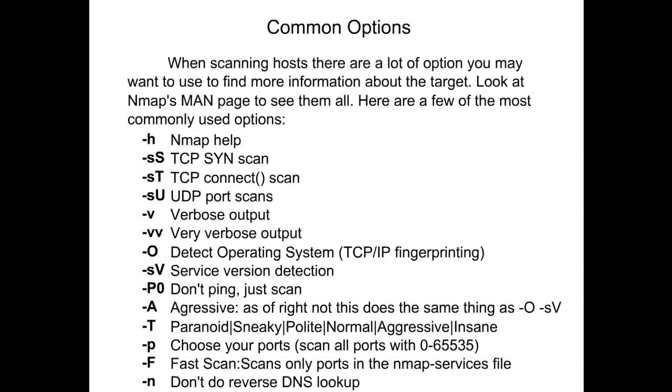The -T allows you to set pre-canned timing options. This basically controls how fast Nmap scans the target hosts. The faster you scan, the quicker it's going to complete, but also the less stealthy it would be. Also less reliable. Doing slower network scans will cause less congestion on the network and also be more stealthy. I would recommend only using the insane setting if you're on the same local area network as the target host.